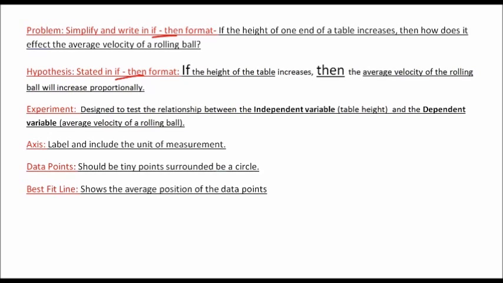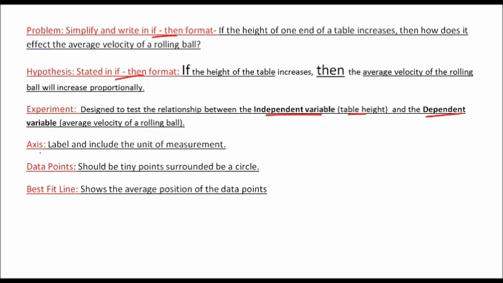When you're developing an experiment, when you're trying to figure out how to work this experiment, how to write the procedure, remember that the experiment is designed to test the relationship between the independent variable, in this case it was the table height, and the dependent variable, in this case it was the average velocity of the rolling ball. The experiment is designed to test the relationship between the independent variable, that is the cause, and the dependent variable, that is the effect. Keep that in mind.